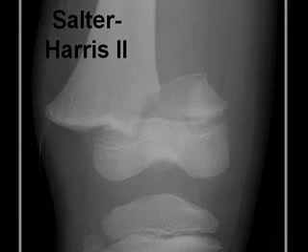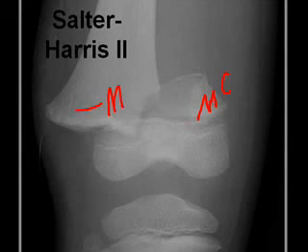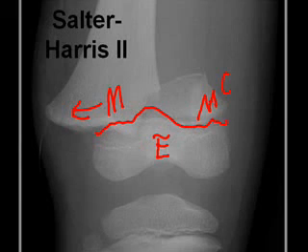Well, if you said it was a Salter-Harris 2, you were correct. This is one part of the metaphysis. This is the corner sign. Here's the remainder of the metaphysis that has been displaced laterally. And here is the epiphysis. The fracture extends along the epiphyseal plate and into the metaphysis. This is a Salter-Harris 2 fracture.